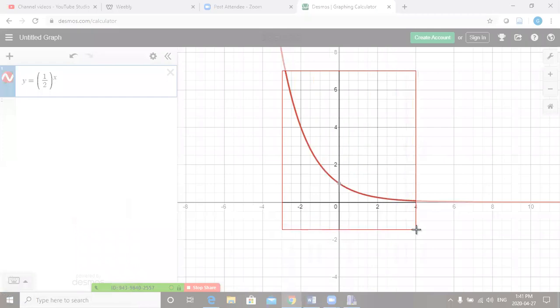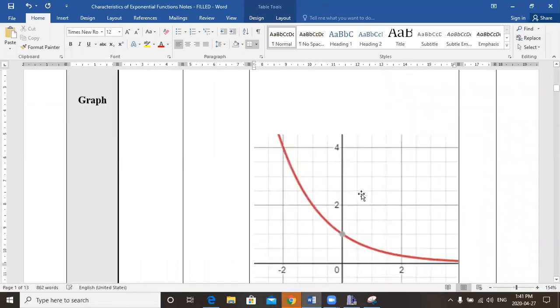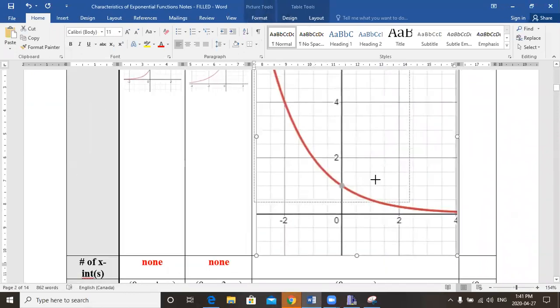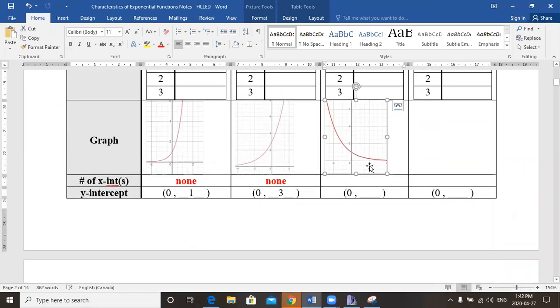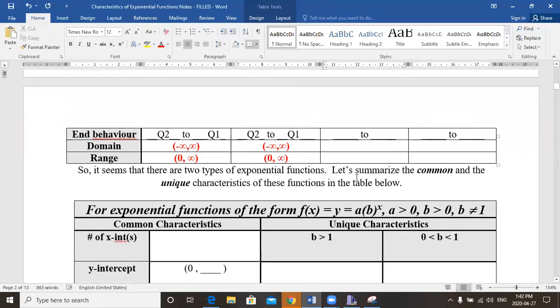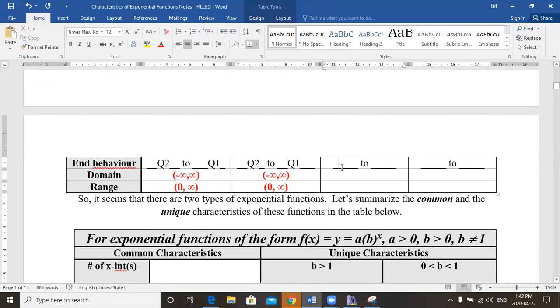So we will snip this just enough to get our intercept there. Okay, and we'll copy it and paste. Okay. So again, there are no x-intercepts. So there's some kind of pattern going on here. Exponential functions do not have x-intercepts. They don't have roots. The y-intercept, as we saw, was 0, 1. It still goes from quadrant 2 to quadrant 1.